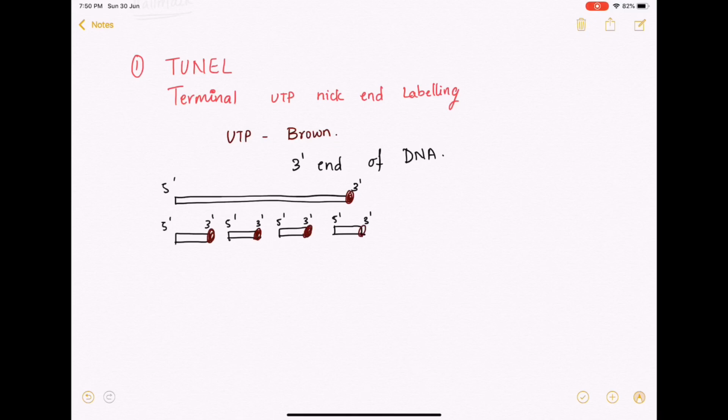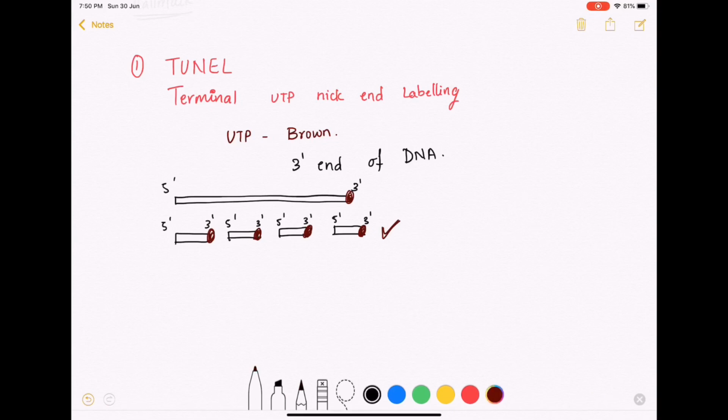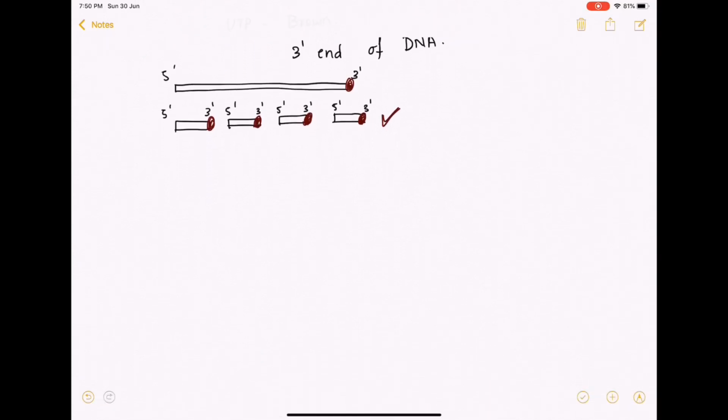Definitely, in the second scenario, you're going to see darker color. So when you see that there is a darker staining, it means that there is DNA breakdown that has occurred, that is DNA fragmentation. So it's one way you can identify apoptosis. Another way you can do this is by gel electrophoresis.